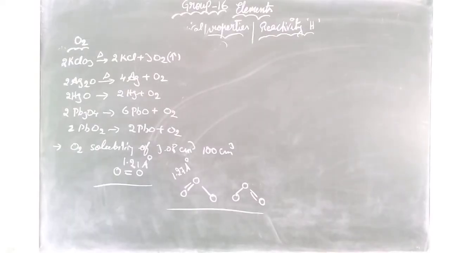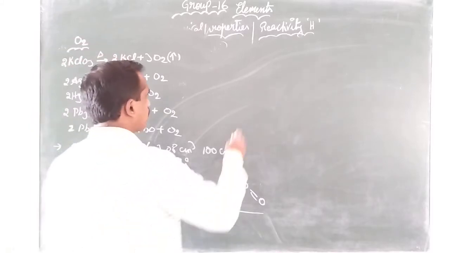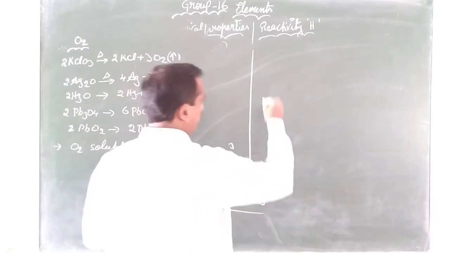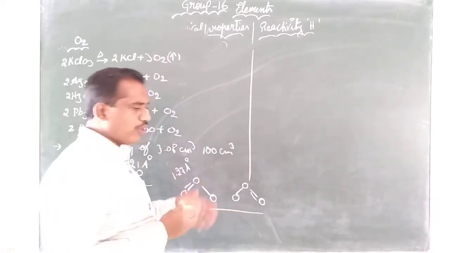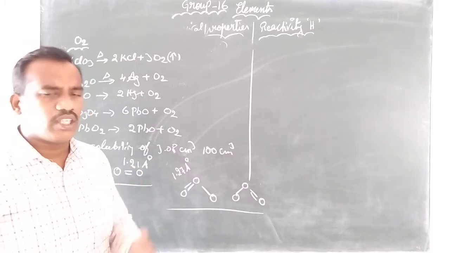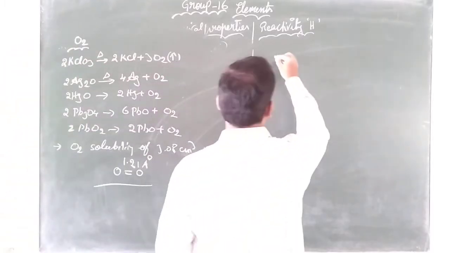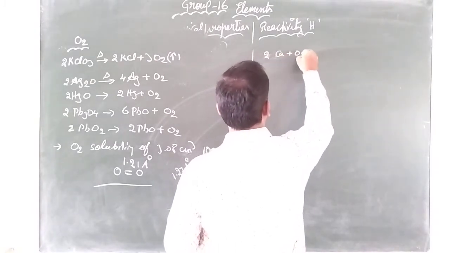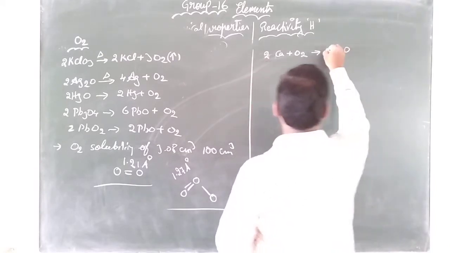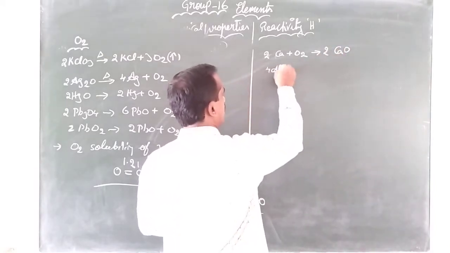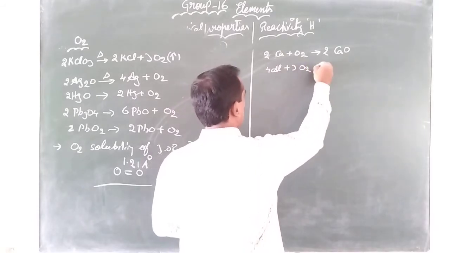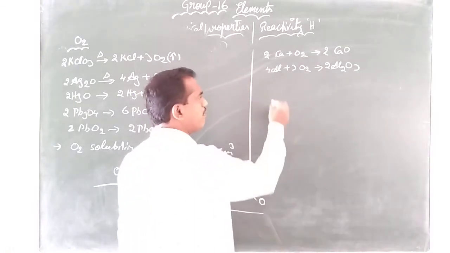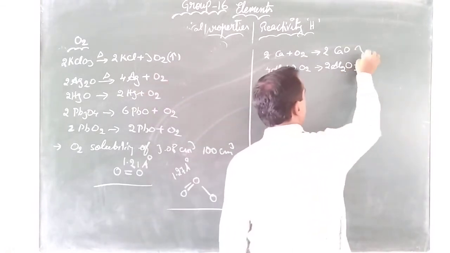Once you see these points, children, we still have concepts about this O2. What are the concepts we have regarding O2? Our oxygen that we are studying is going to react with both metals and also with non-metals. What are the reactions of metals with this? We can see it is reacting with calcium to form calcium oxide, or it is reacting with aluminium to form the aluminium oxide. These are the reactions with metals.